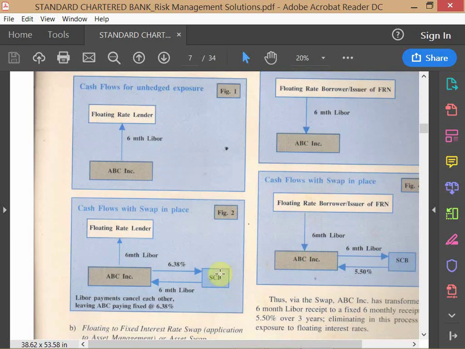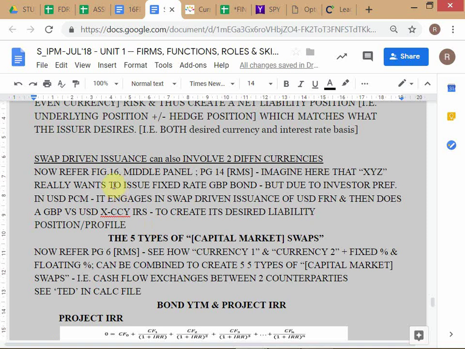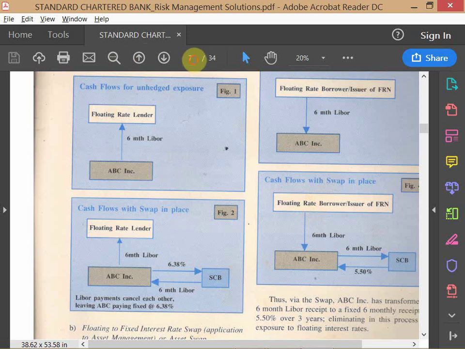So this is what you have. The point here is that in this particular example, all the cash flows are in US dollars. So this is your swap, where the two cash flows are exchanged, and both the cash flows are in US dollars. So the point that Dipanshu brought up was that, of course, you can have this even in two different currencies. So refer to Figure 16, the middle panel on page 14. So let's go to page 14.